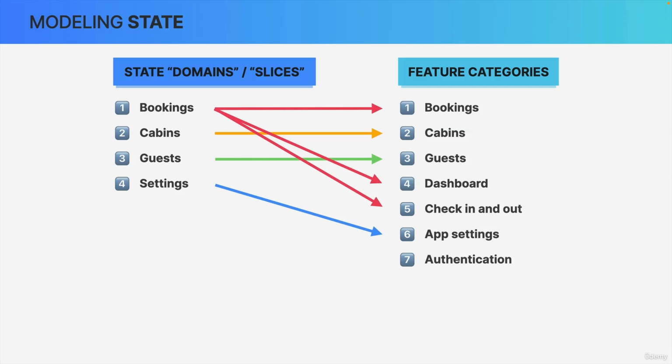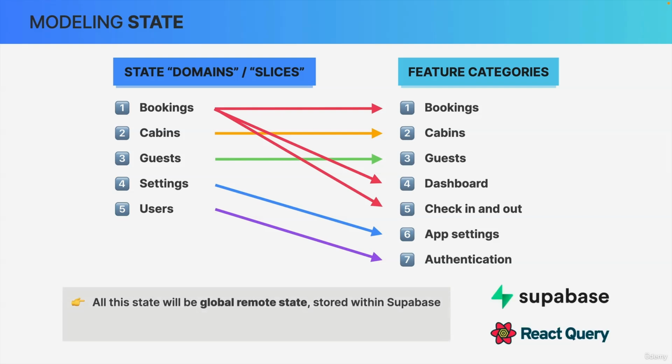And finally, for authentication, we are going to need some users. And so these will again be stored inside their own remote state. So as I was just saying, all of this state, so these 5 states or state slices are going to be global remote state, and they will be stored within Supabase and managed on the front end using React Query.